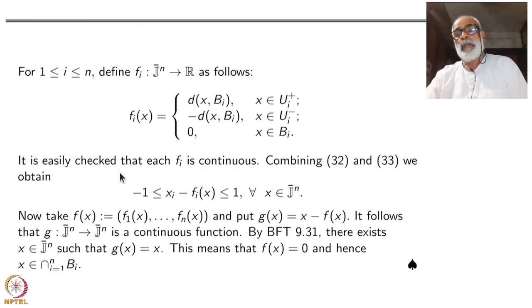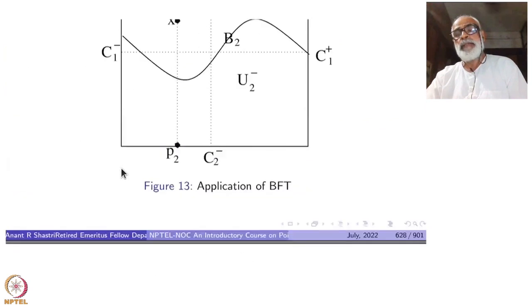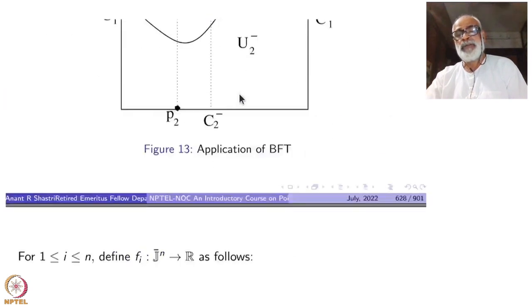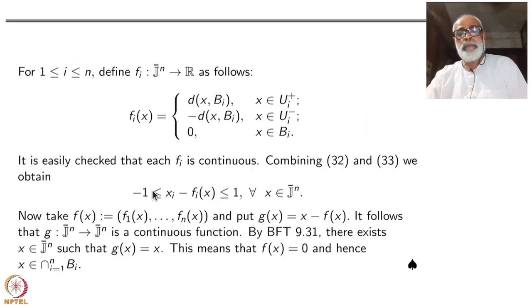Okay. Now, you combine these two inequalities here, what you conclude is that minus 1 is always less than or equal to xi minus fi of x, which is always less than or equal to 1.